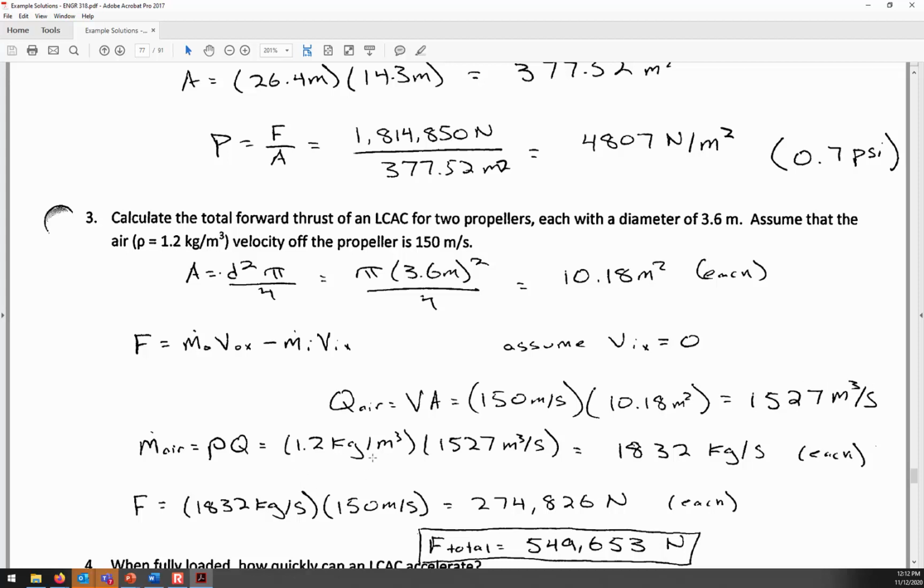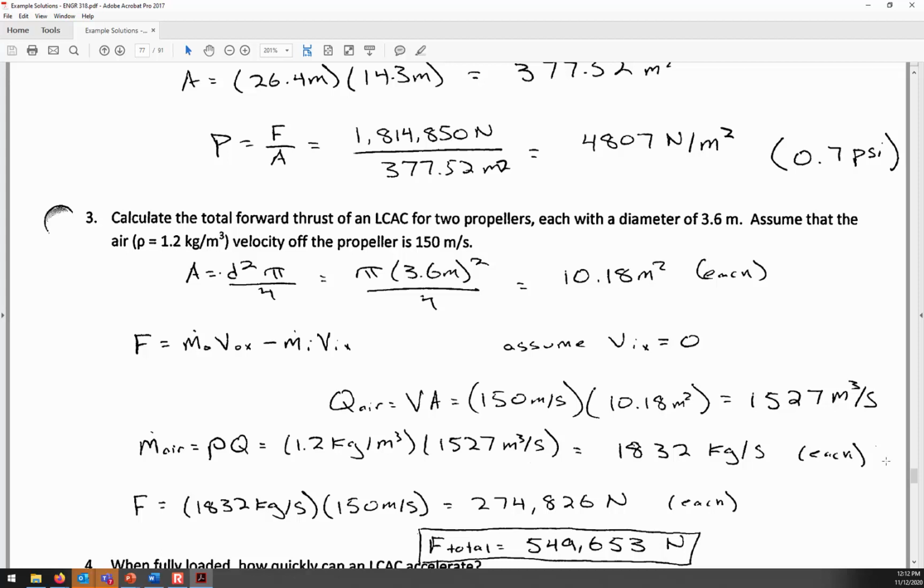And then if you multiply it by the density of the air, it's essentially moving 1.8 tons of air per second through each of the fans, which is partly why it's so thirsty for fuel. It's burning 1,000 gallons of jet fuel an hour. So 1832 kilograms per second each.